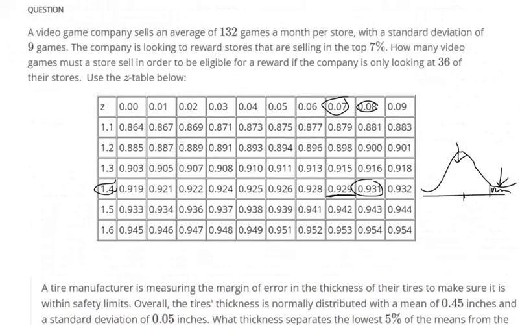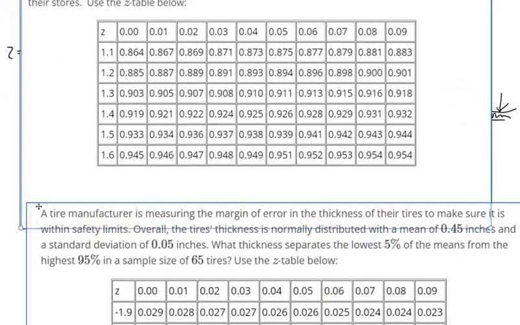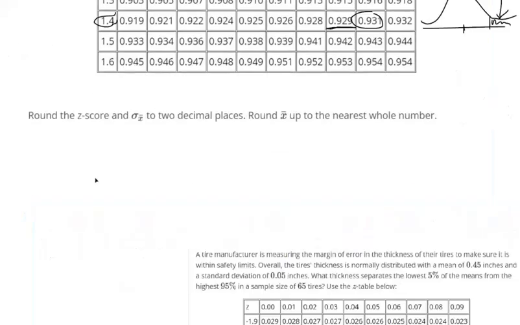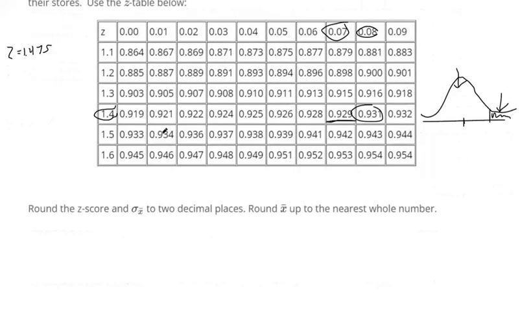Okay, so they're asking, oops, I didn't mean to delete that. Z is 1.475. Originally I misinterpreted what this question was looking for. They're asking what is the mean per store that they need to sell. So the formula we need, if we're ever trying to calculate something about x bar, the mean, is this version of the z-score formula. It's just a slight adjustment: the standard deviation needs to be divided by the square root of the sample size.